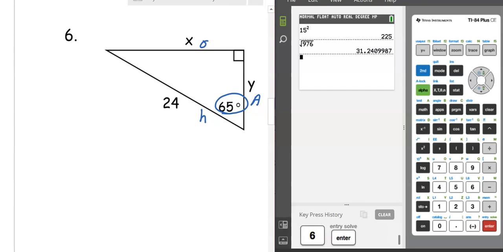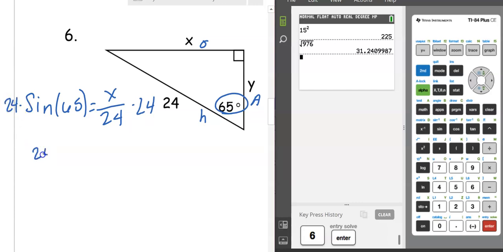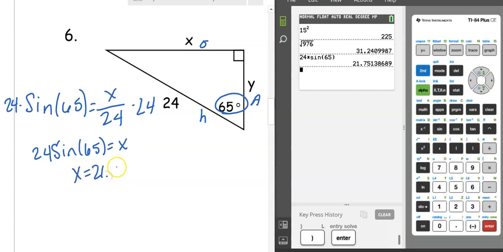To find x, we have opposite and hypotenuse, so we're going to use the sine of 65 equals opposite over hypotenuse. Because our number is in the denominator, you just multiply both sides by 24. Okay, so you have 24 times the sine of 65. So 24 times the sine of 65, and this is 21.8. Okay, you have to round.